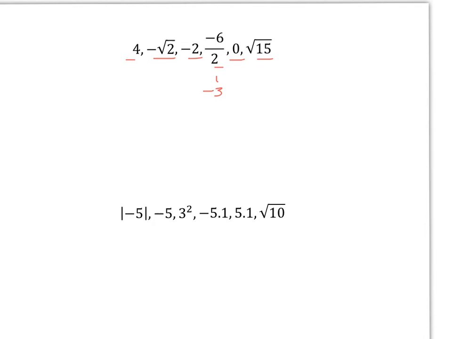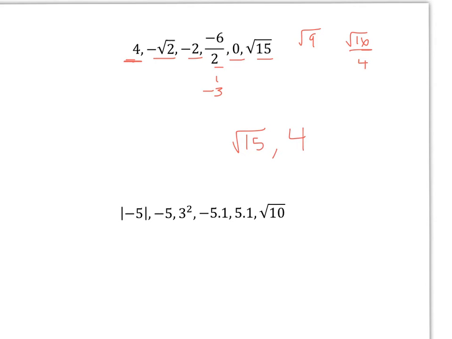0, and then square root of 15 is going to be between what? 9 and 16. So therefore, that's going to be closer to the square root of 16, which is 4. So that's 3 point something. So this first number here, 4, will actually be the largest. If we work our way backwards, then the square root of 15, because that would be 3 point something.